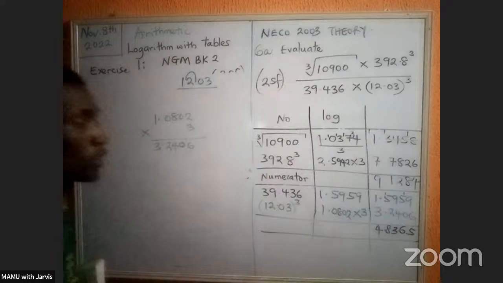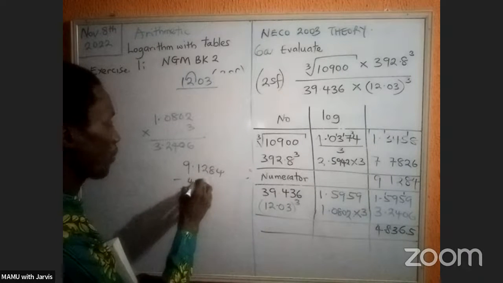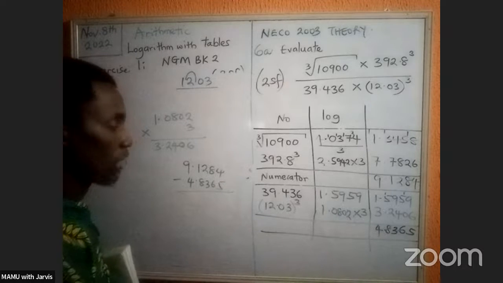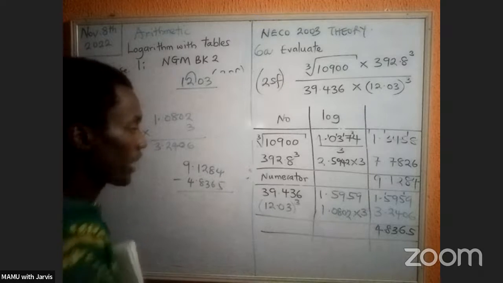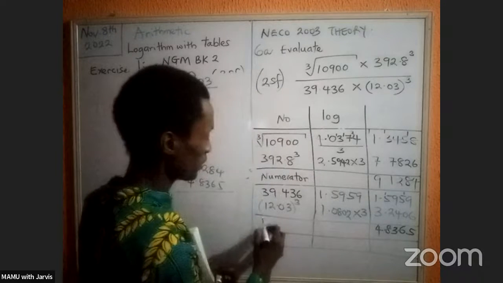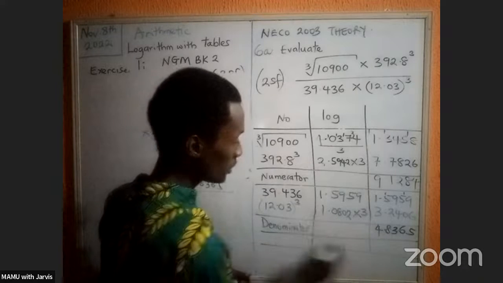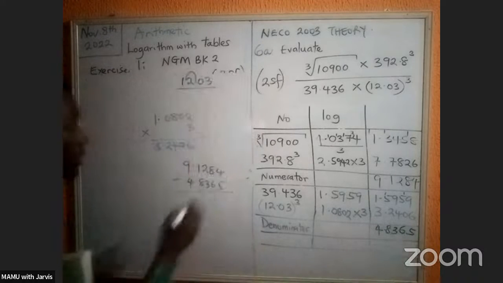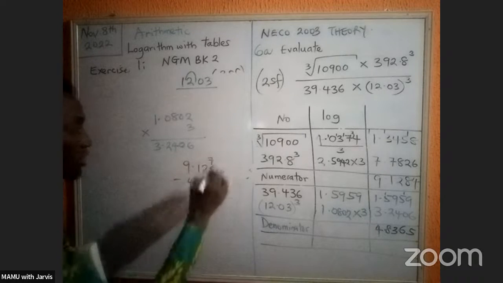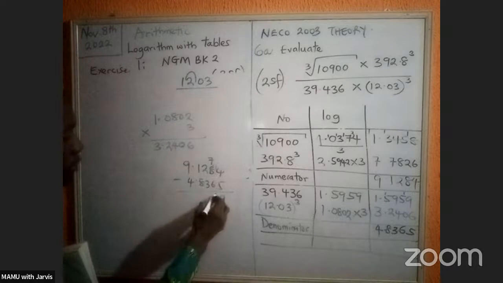So we have 9.1284 minus 4.8365. So let's do the subtraction. What would our subtraction give us? Now the subtraction, you're going to drop it here. So I'll call this my denominator. I'm going to drop it down. 4 minus 5 is not possible, so I'll borrow 1 from here. This will be 7, and this will give me 9, and this will give me 1.